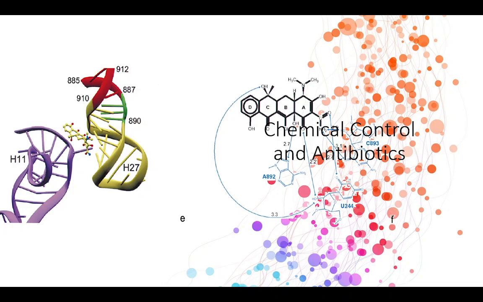All right, so we're going to talk about several things, lots of stuff about chemical control of bacteria and antibiotic control of bacteria. Here, this is actually an actual antibiotic. It's a tetracycline, and we're going to talk more about that in a second.